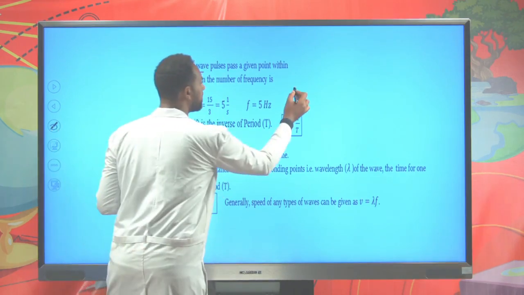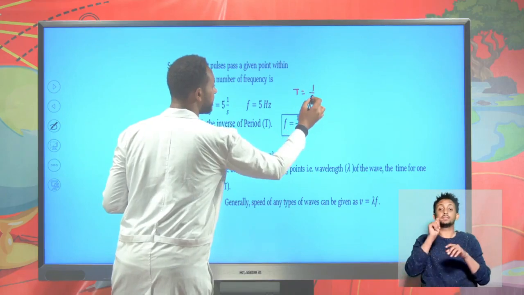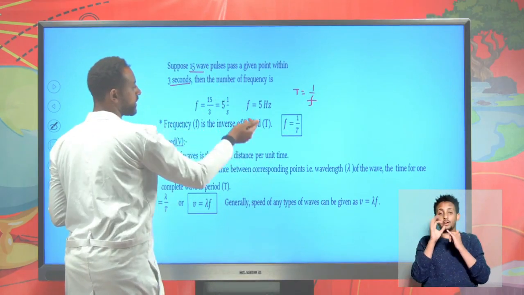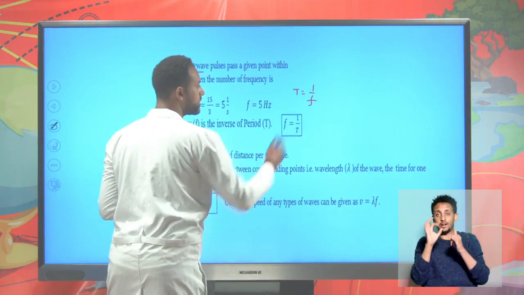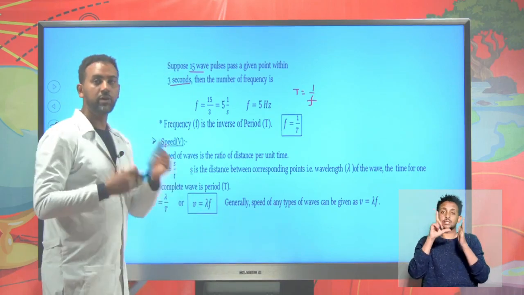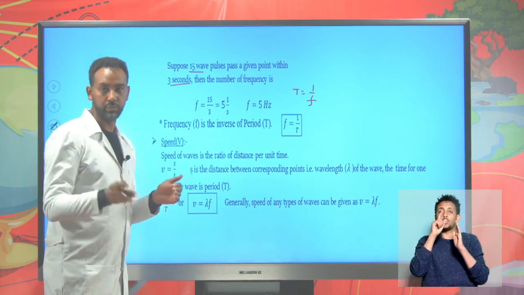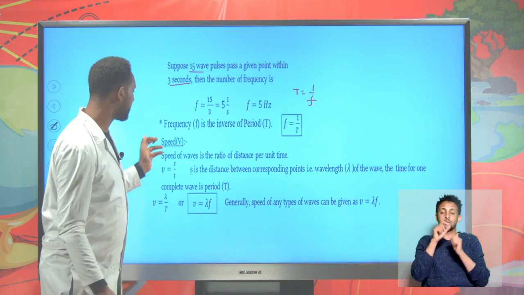If you are going to determine the period, you have to invert the frequency. So the inverse of this frequency gives us 1/5, which is 0.2 seconds. For every 0.2 seconds, one wave completely passes. It's possible to have that.